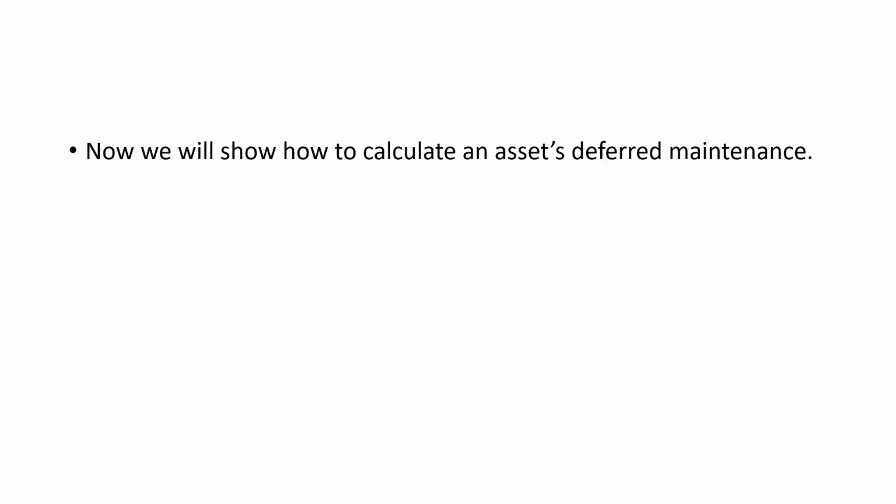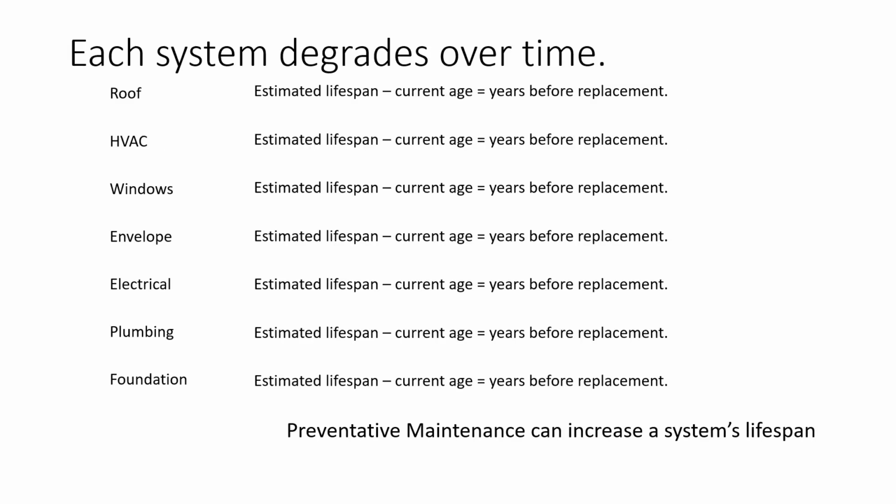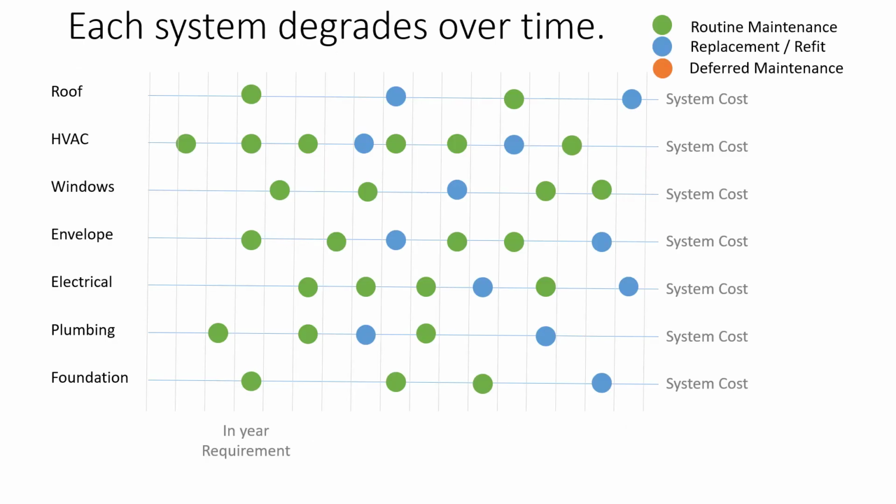Now what we are going to do is show you how to calculate an asset's deferred maintenance. Each of those systems will degrade over time. So each of those systems has an estimated lifespan. We can also look at how old that system is, and that'll tell us how many years we have before that system needs to be replaced. Now, a good preventative maintenance strategy can increase a system's lifespan, but eventually it will still need to be replaced. In this example, we see how the maintenance strategy is supposed to be used to keep each of these systems operating effectively over the life cycle for the entire asset.